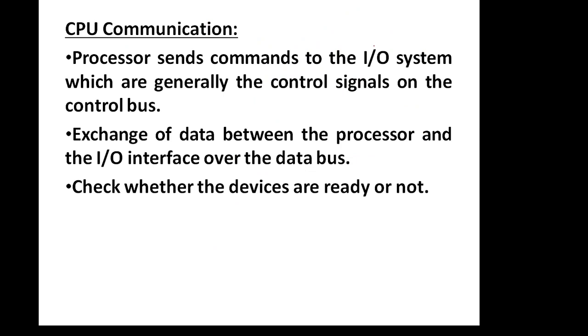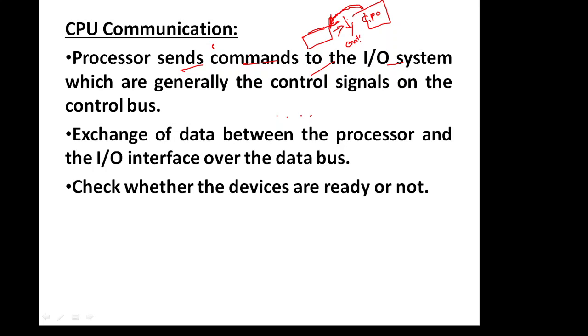So first one is the CPU communication. What do you mean by CPU communication? CPU communication means the processor sends commands to the input-output system, which are generally the control signals on the control bus. Like some printer is there. This is one I/O device. Here CPU is there. If the CPU wants to communicate with this I/O device, it is going to send some commands to the I/O device. Commands are nothing but the control signals. That's what we are saying here.